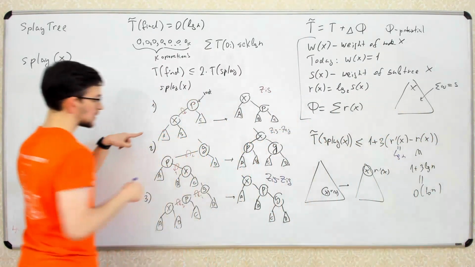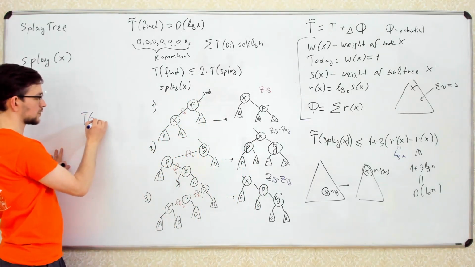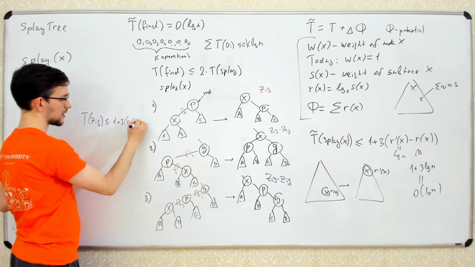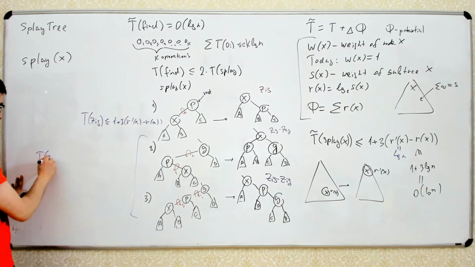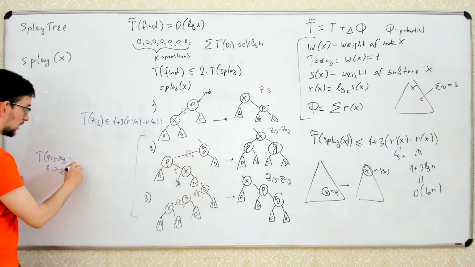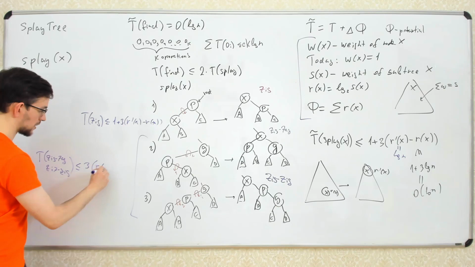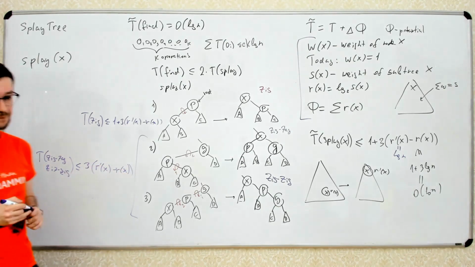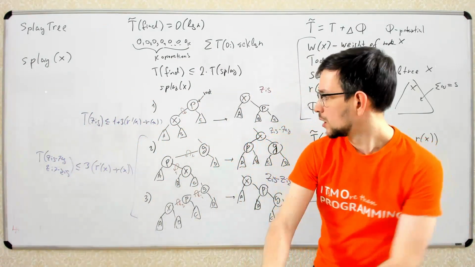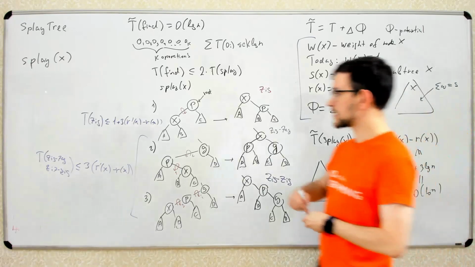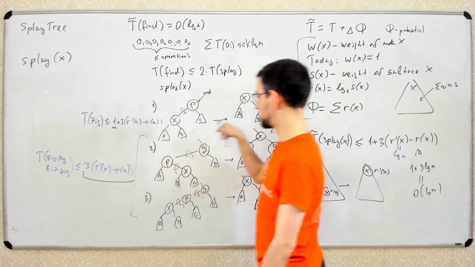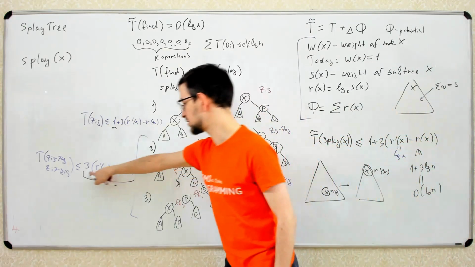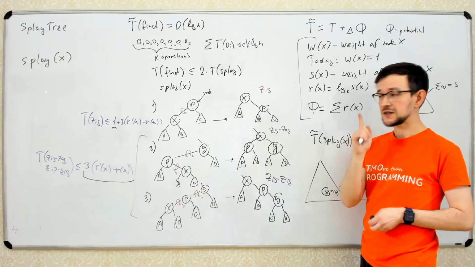For this zig operation, the time complexity will be no more than 1 plus 3 times (rank'(x) minus rank(x)). And for these two operations, zig-zag or zig-zig, it will be no more than just 3 times (rank'(x) minus rank(x)), like this. Let's notice that I have this plus 1 here, but I don't have this plus 1 here. So for the zig operation I have the difference of ranks plus 1, but for these two operations I have just 3 multiplied by the difference of ranks, without the plus 1. That's important. Why is it important?